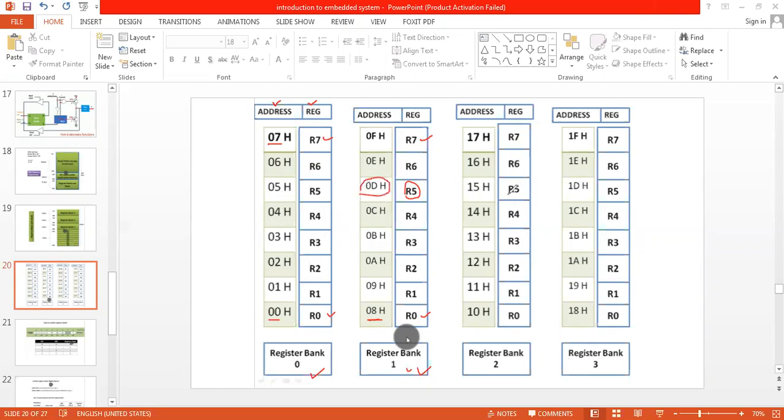Okay, whenever I am in a register bank, I can jump from one register bank to another register bank. Then what is the address of R5 in register bank 2? It is going to be 15H. And again, what is the address of R5 in bank 3? It is 1DH.